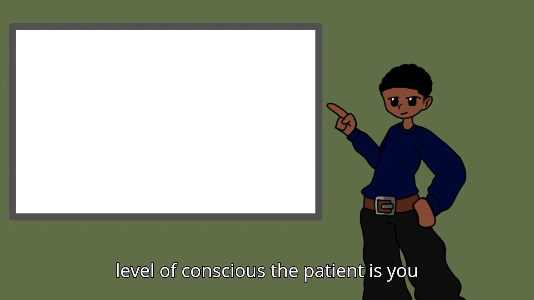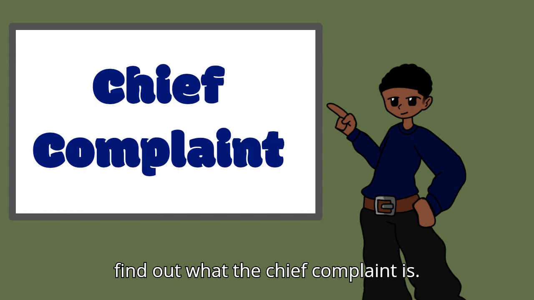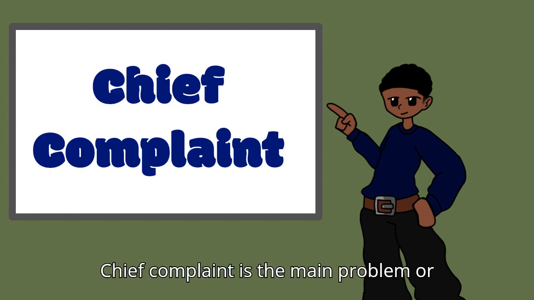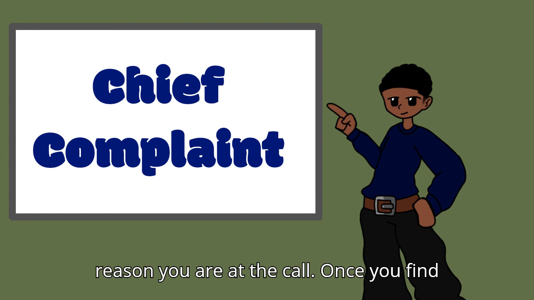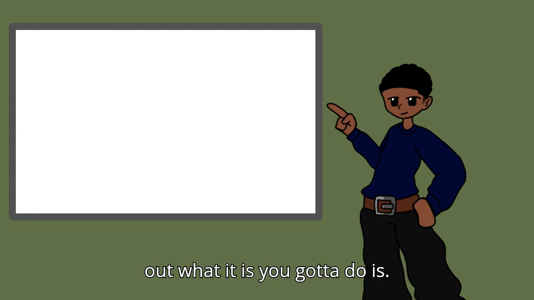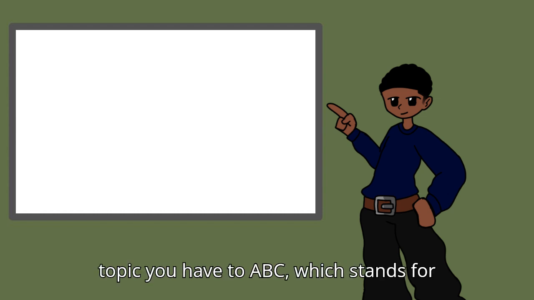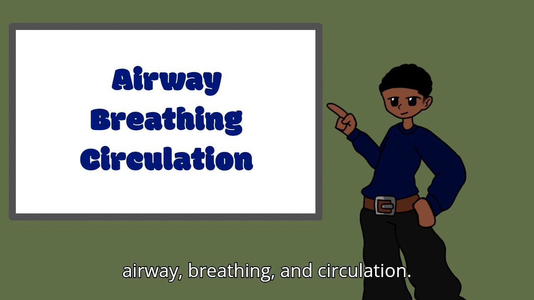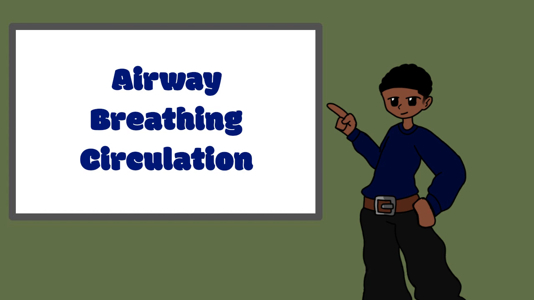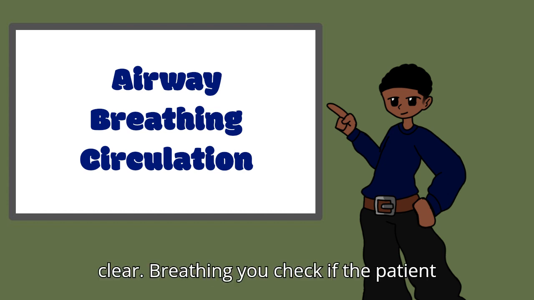Once you determine what level of consciousness the patient is, you find out what the chief complaint is. Chief complaint is the main problem or reason you are at the call. Once you find out what it is, what you gotta do is ABC. Yeah, I like the Jackson 5 song, but back to topic, you have to ABC, which stands for airway, breathing, and circulation. For airway you check if it's open and clear.